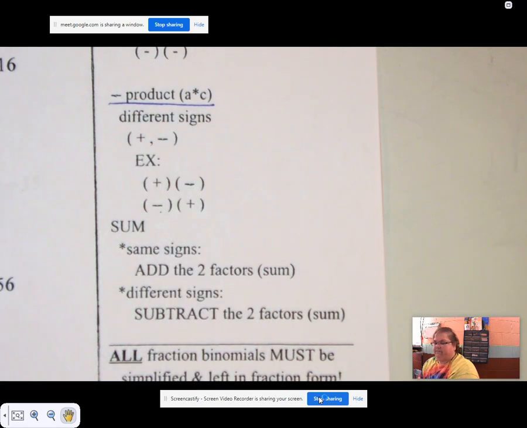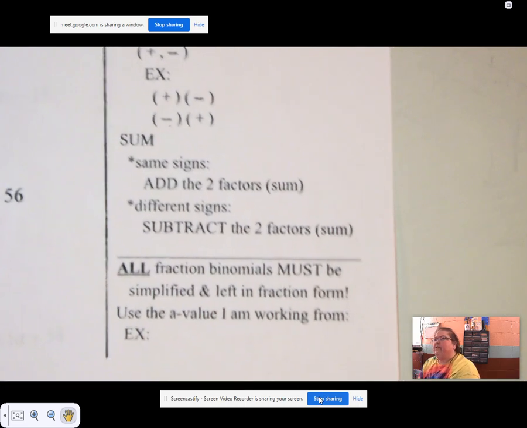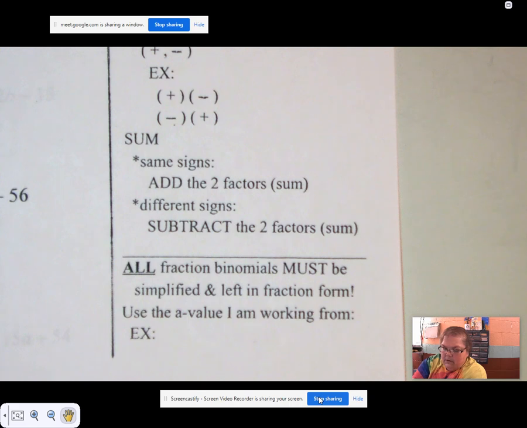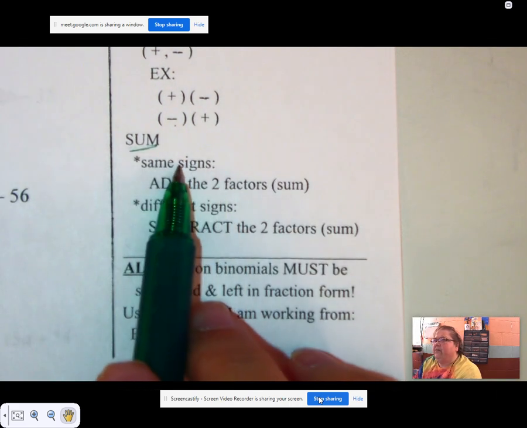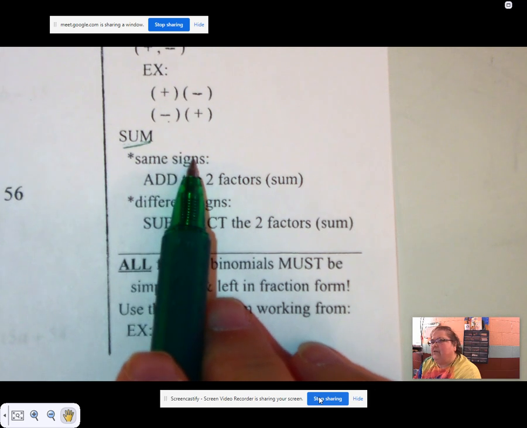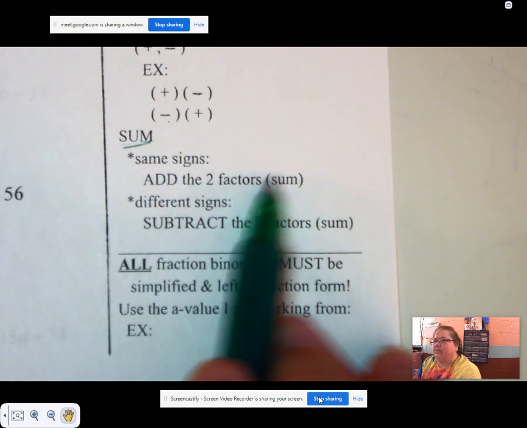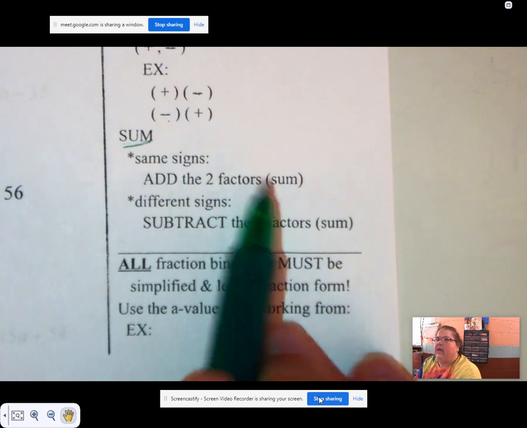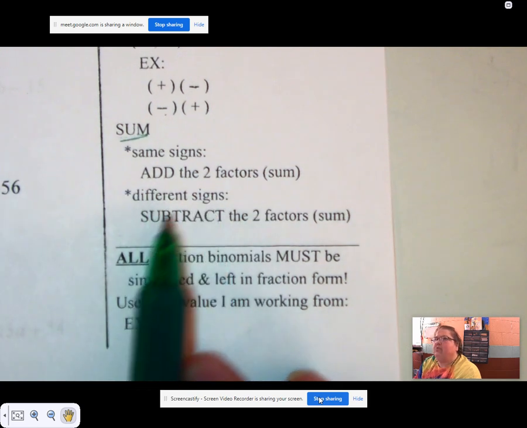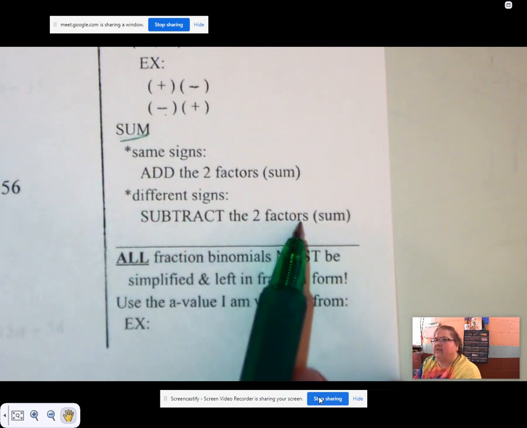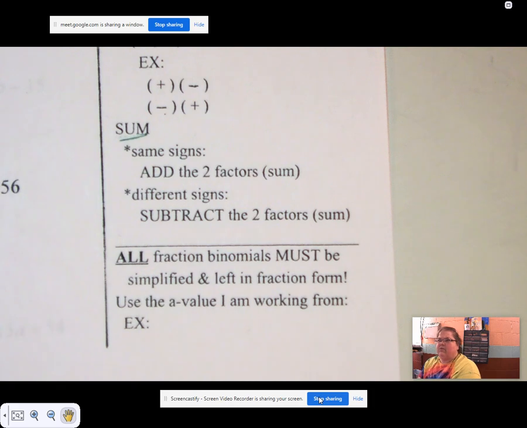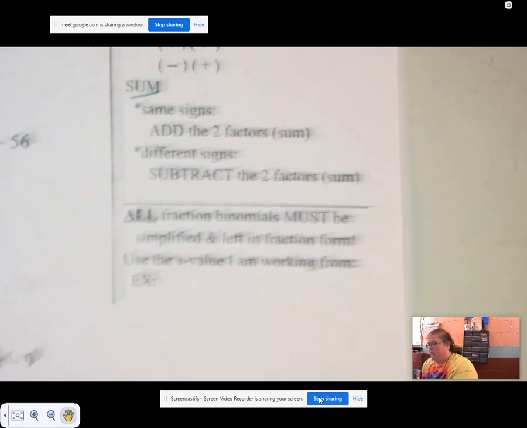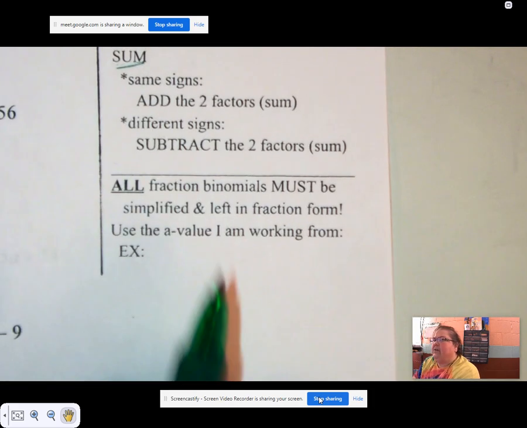times C. Okay? Now for the sum, which is a different situation here, for the sum, if you have same signs, we're going to add the two factors and get a sum. If you have different signs, we subtract to get the factors. Okay? And we're going to do a lot of this on the calculator, but I want you to understand what we're saying here, okay? Now, what I want you to do, we're going to add a little bit to this.